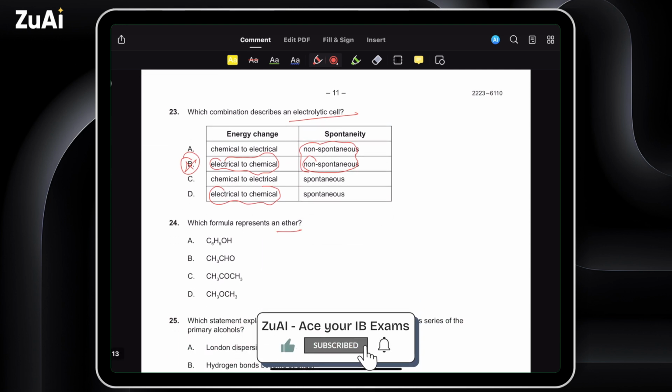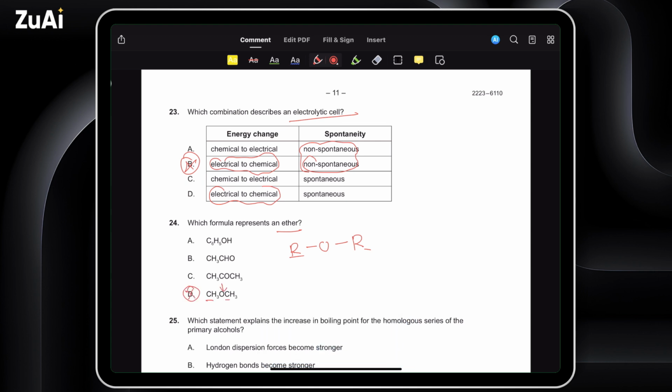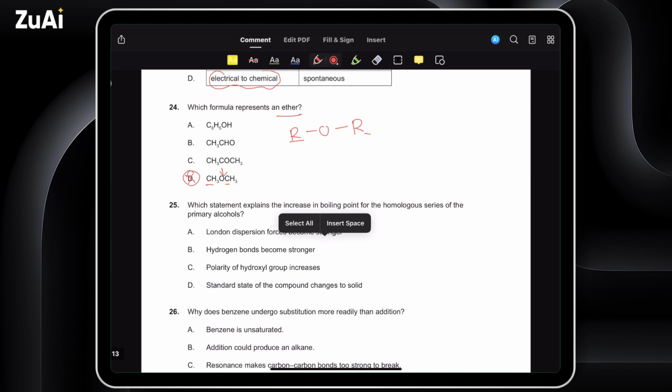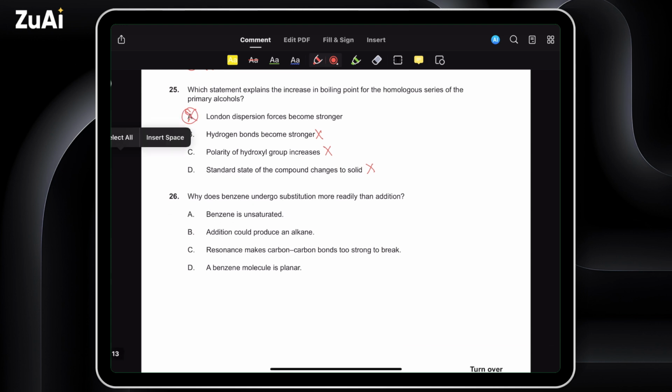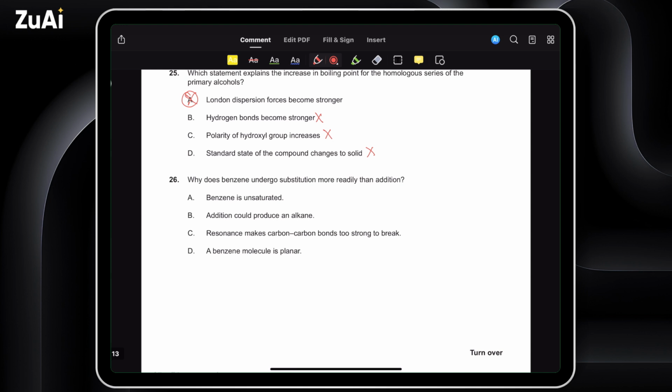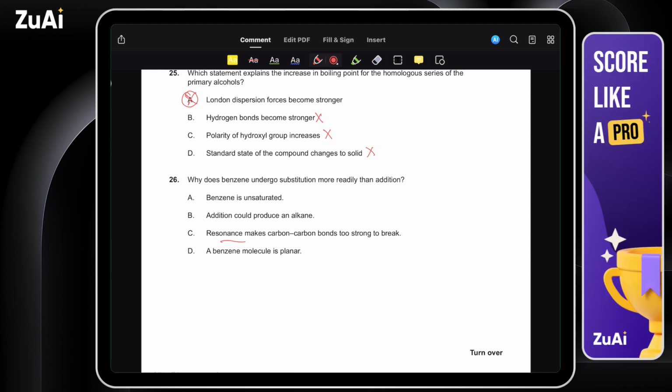What formula represents an ether? Ether is the thing in which there is an oxygen in between two carbons on the sides. So two carbons, oxygen in between, that's why D is the answer. Which statement explains the increase in boiling point of a homologous series? London force increases, because hydrogen bonding is not there, polarity is not there, only London force is there. Why does benzene undergo substitution more readily? Because benzene has resonance in which bonds are too strong to break.